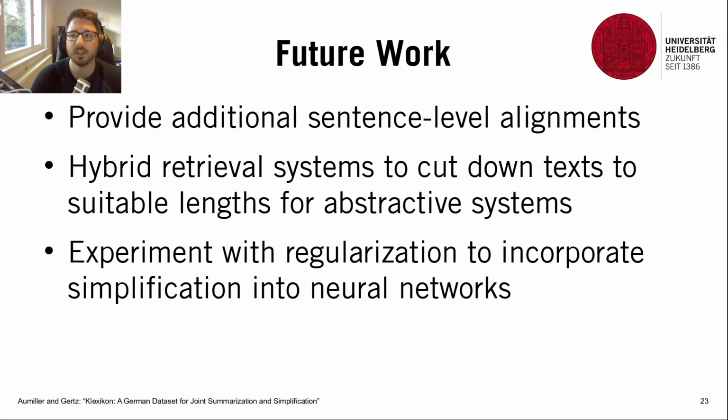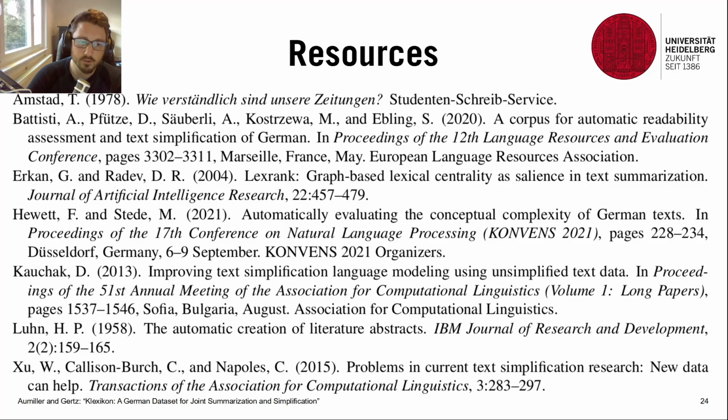The future work that we tend to focus on now is, first of all, addressing this shortcoming of having no automated sentence level alignments, and we hope to improve some of the German simplification systems by just focusing on that alone. And secondly, proposing a resource based on a hybrid retrieval system that could cut down on the texts and then perform abstractive simplification with existing systems. And the final thing would be the question, how do we incorporate this into existing simplification systems, potentially through the use of regularization. With that, I want to conclude my talk.